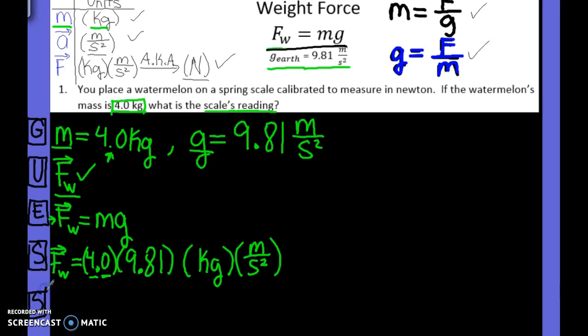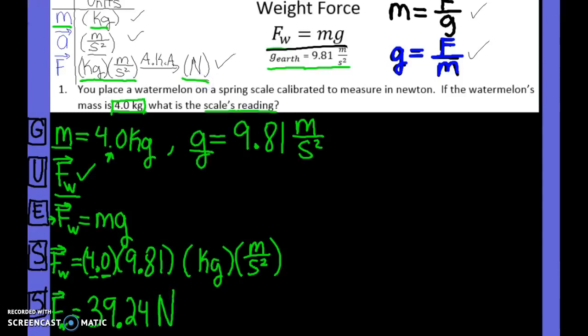And here's our solution. Just write down your solution. If you multiply those, you get 39.24. Now the units are kilograms meters per second squared. You've seen that before up here. But instead of writing all that, we just write newtons.